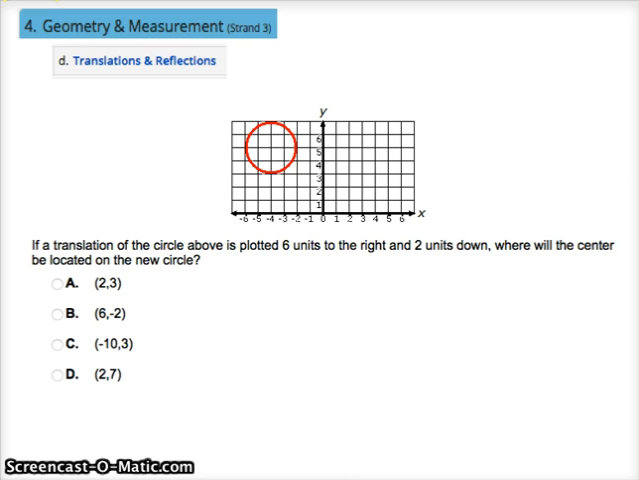And our last example with translations, the circle above has moved 6 to the right and 2 down. Where will the center be located of the new circle? Well, the center is right here at -4, 5. And you could just count it out, move 6 to the right, 1, 2, 3, 4, 5, 6, and 2 down. We end up right here. The center is now at 2, 3. The answer is A.